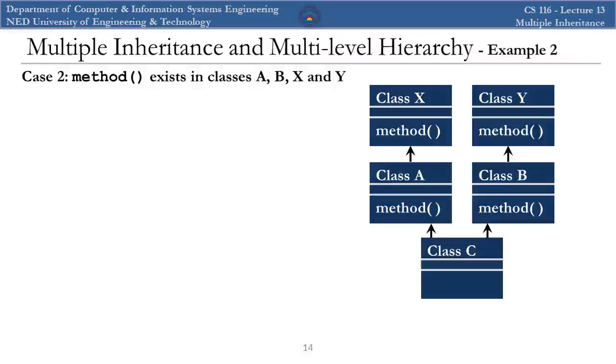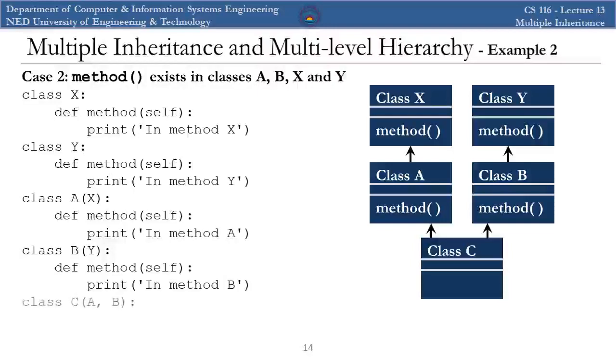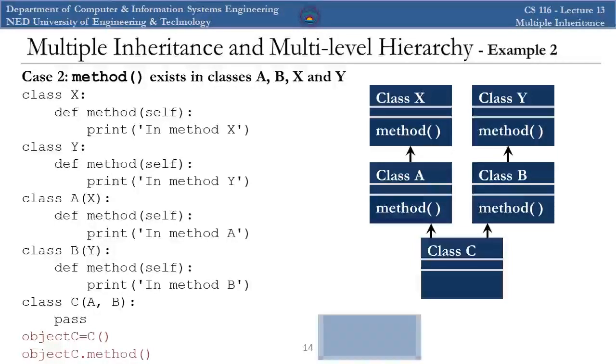Here is the second case, where this method exists in all the classes except for class C. So this is the scenario. I removed this method from class C. The code remains the same for all the parent classes. And for class C, I'm just writing pass. Pass means I'm not including any code here, and we instantiate an object, and I call this method. Now, this method will be searched in the current class, which is class C. But since it's not there, then the left immediate parent will be searched, which is class A. So it should print in method A. And here it is.